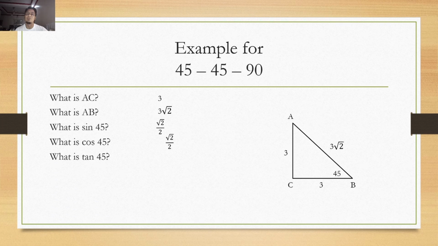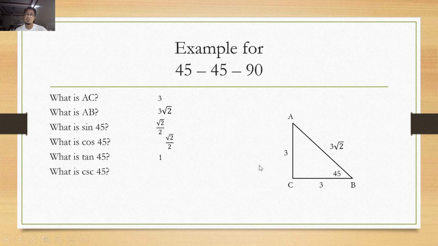What is tangent 45? Opposite over adjacent. That is 1. 3 divided by 3, 1. So the most important part here, alam natin yung opposite side at adjacent side. And then ilalagay lang natin, we try to simplify.